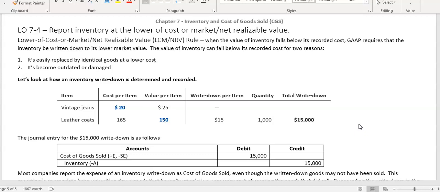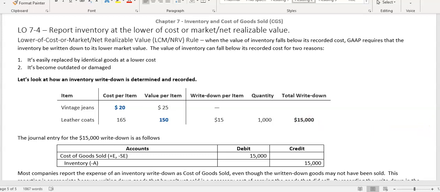Okay, so here's an example for us. We've got some vintage jeans here that you paid $20 for, and now they're worth $25 if you were to go out and try to purchase them today. Sometimes we call that replacement cost. In this case, there is no write-down because the cost is lower than the market or replacement value. But with our leather coats, you paid $165, and now if you tried to buy them today, you would be able to buy them at $150. So because they are worth less from a market standpoint, we have to write down the cost of our inventory by $15. We multiply it by the quantity of leather coats, and that gives us a total write-down of $15,000.